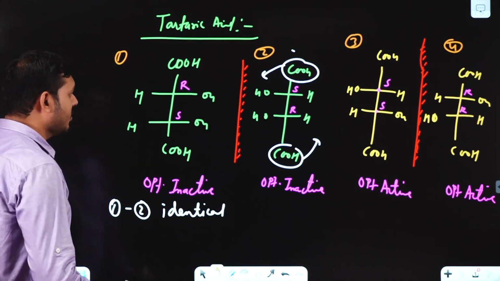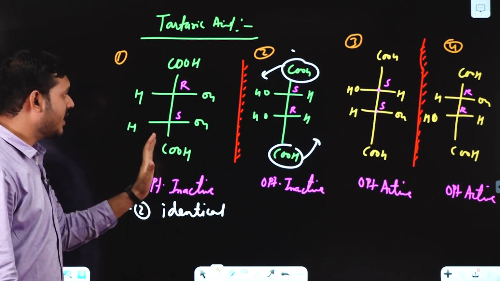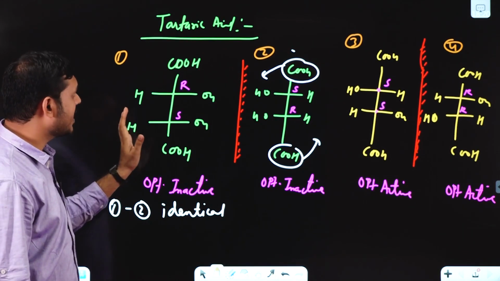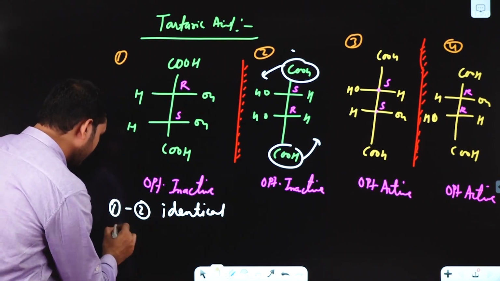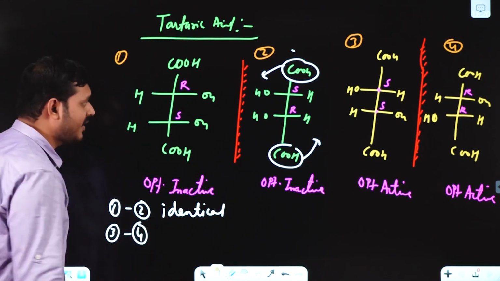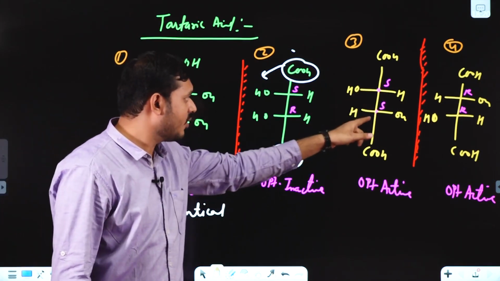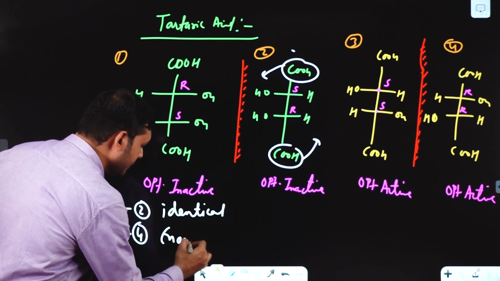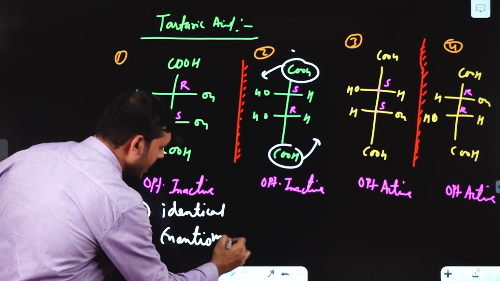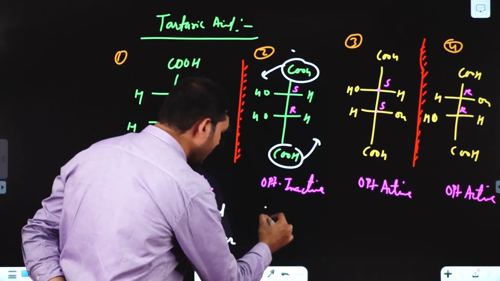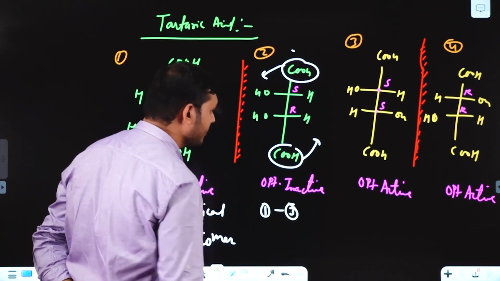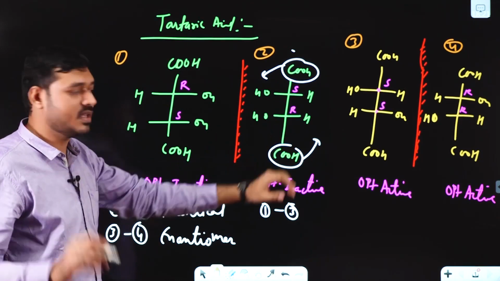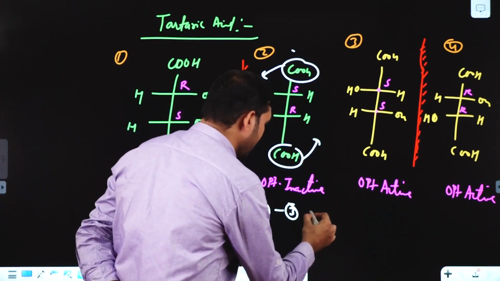Okay. Now, when I say 1 and 2 are identical, then if I check 3 and 4, they are mirror images and optically active, means they are enantiomers. Okay. Now check 1 and 3. 1 and 3, neither mirror image, non-superposable, means they are diastereomers.